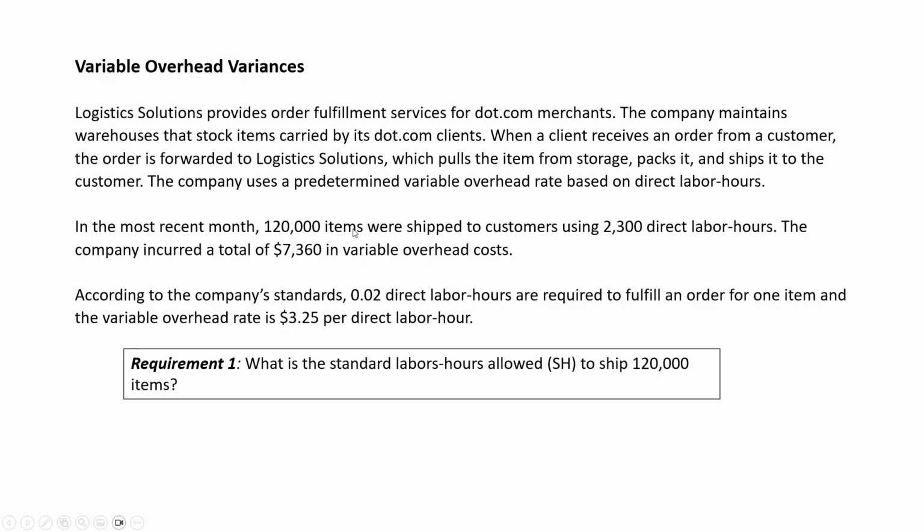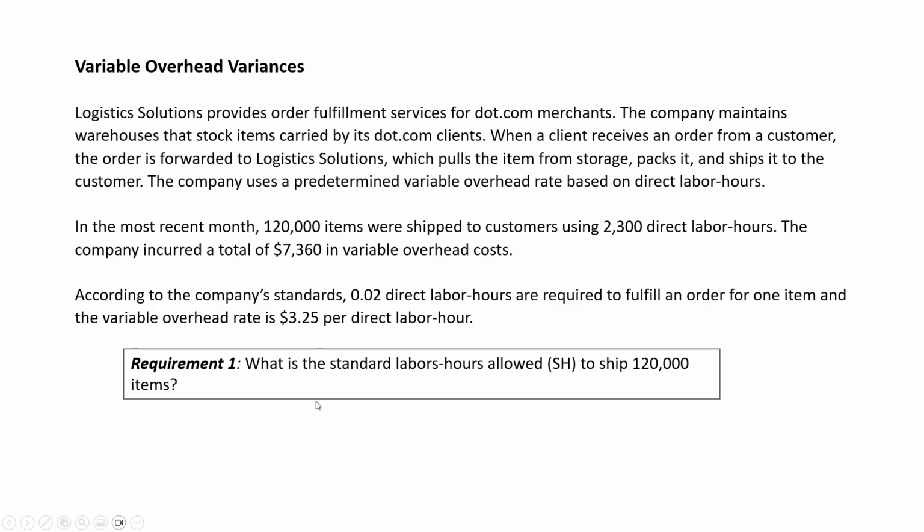We've got our actual information here, 120,000 actual items shipped. It took 2,300 direct labor hours. Again, I know we're not doing the direct labor variances, but because labor is driving variable overhead, that's why we're talking about that. The total incurred cost of variable overhead is $7,360. We also need the standards of the labor, 0.02 direct labor hours to fulfill an order, and we need the variable overhead rate standard of $3.25.